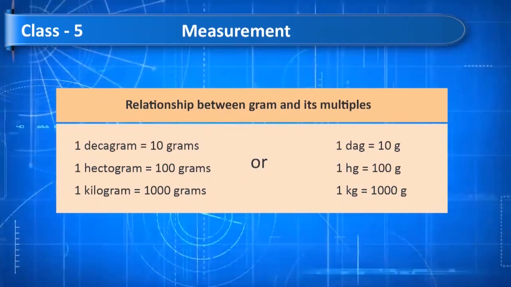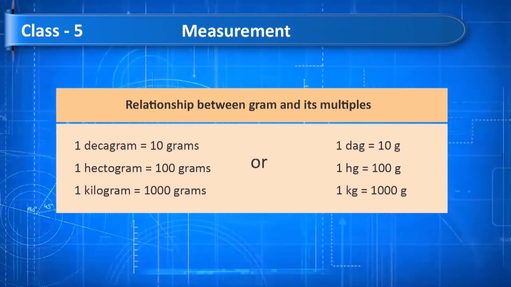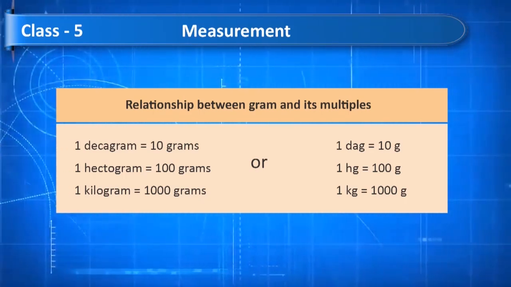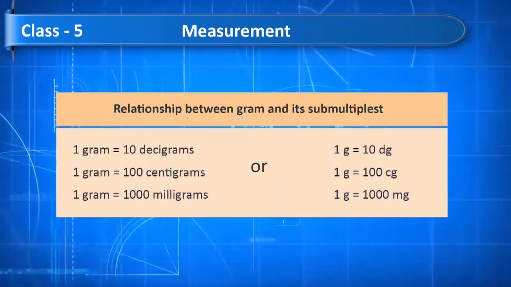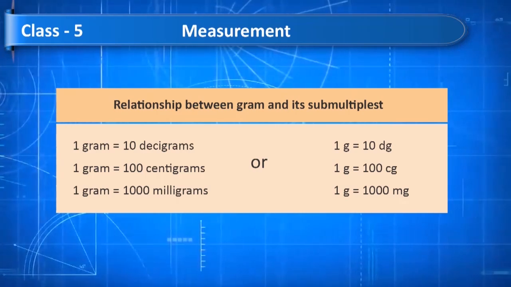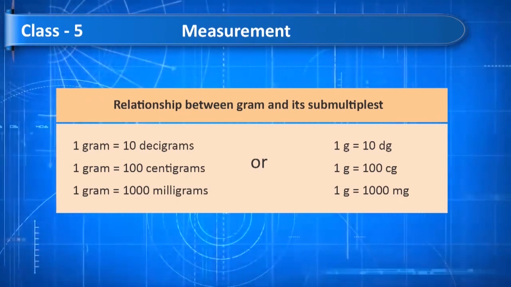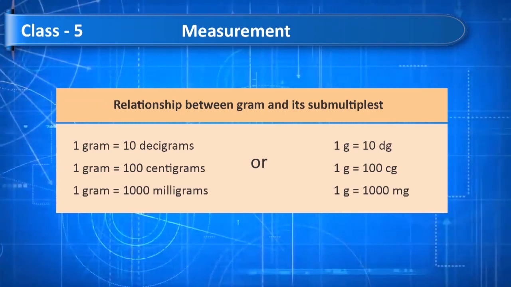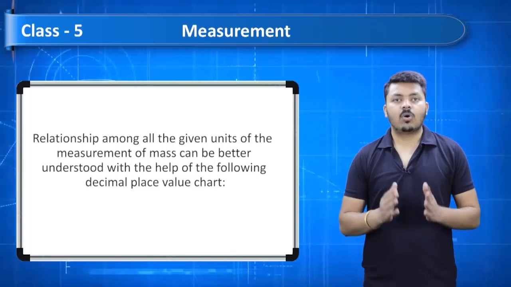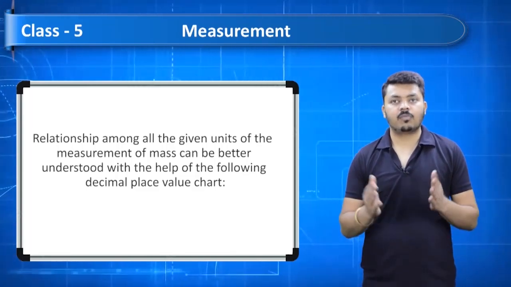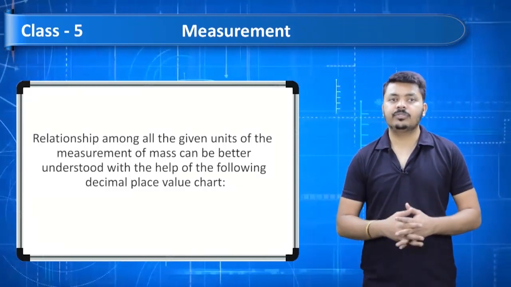Relationship between gram and its multiples. 1 decagram is equal to 10 grams, 1 hectogram is equal to 100 grams, 1 kilogram is equal to 1000 grams. Relationship between gram and its submultiples. 1 gram is equal to 10 decigrams, 1 gram is equal to 100 centigrams, 1 gram is equal to 1000 milligrams. Relationship among all the given units of the measurement of mass can be better understood with the help of the following decimal place value chart.